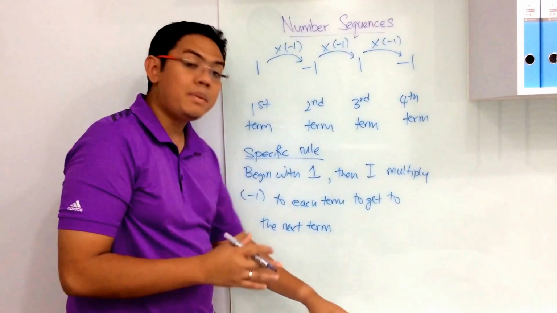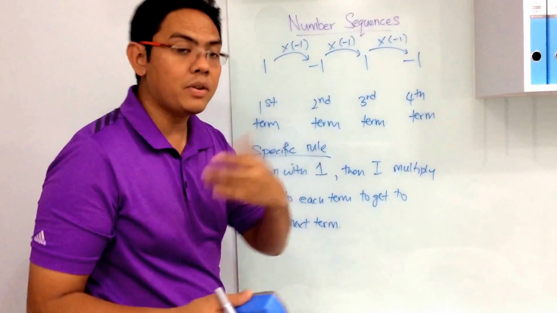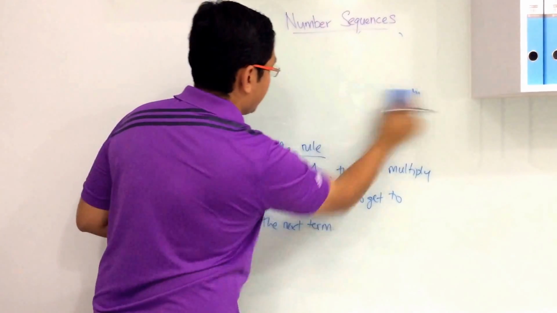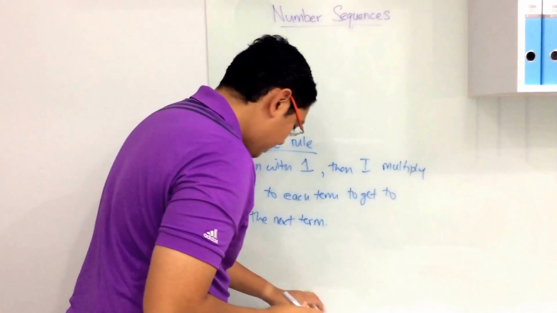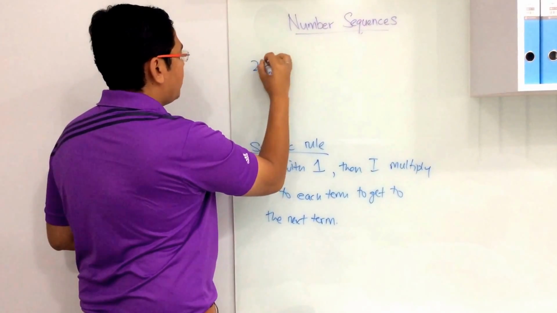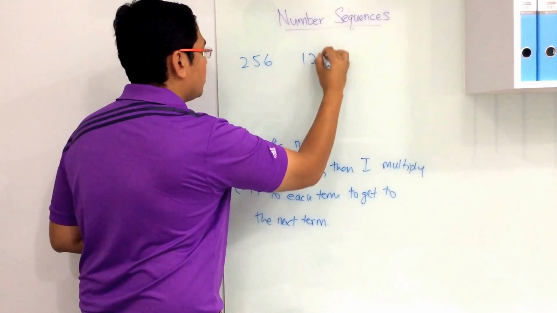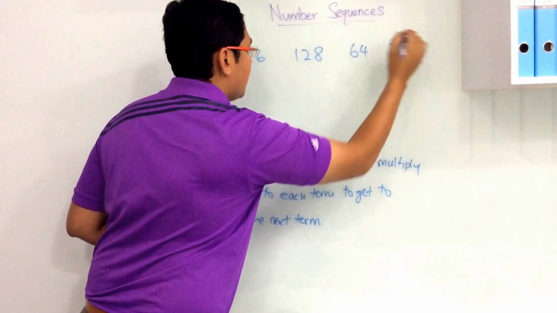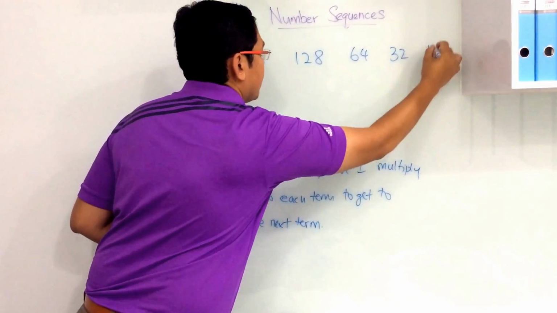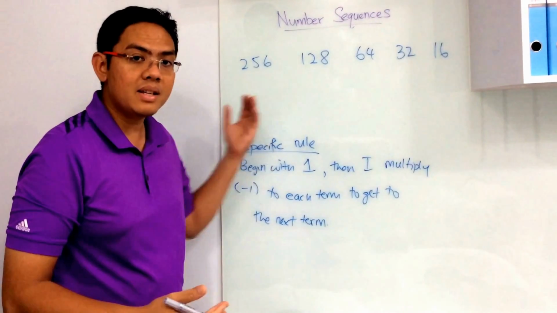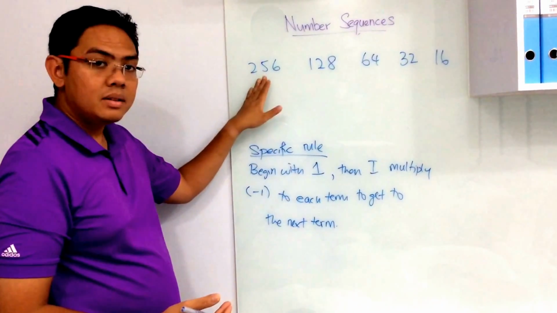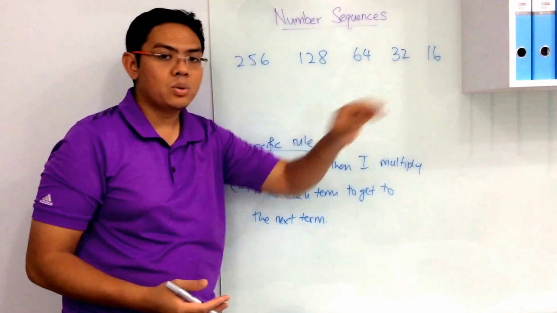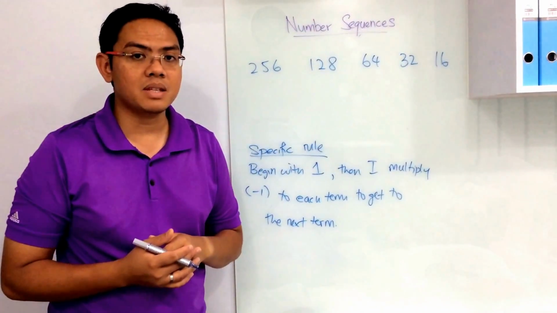Let me try and use an example from your textbook. In your textbook, there is this example: 256, 128, 64, 32, and lastly 16. So how many terms are there in this number sequence? 1, 2, 3, 4, 5. So there are 5 terms in this number sequence.